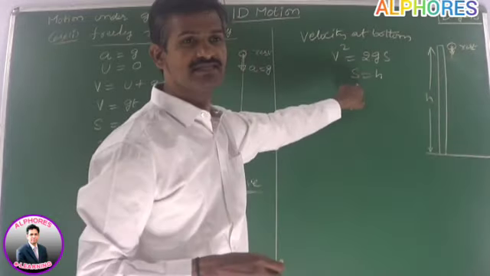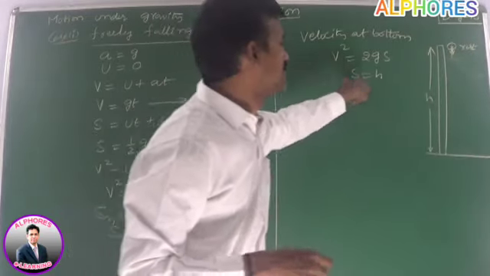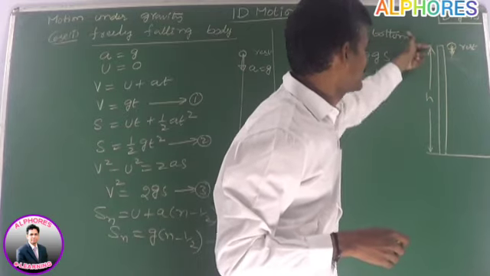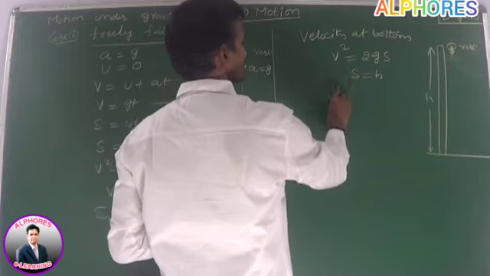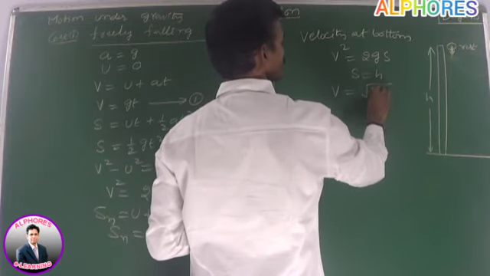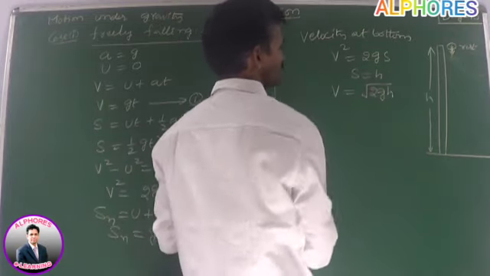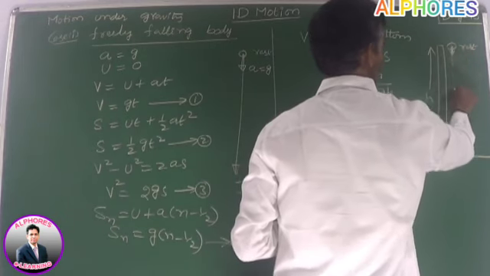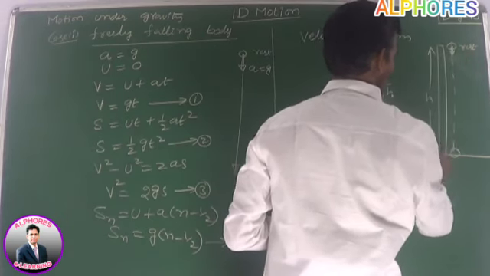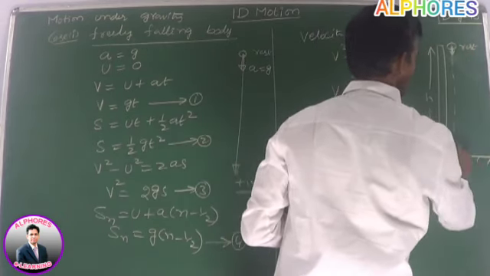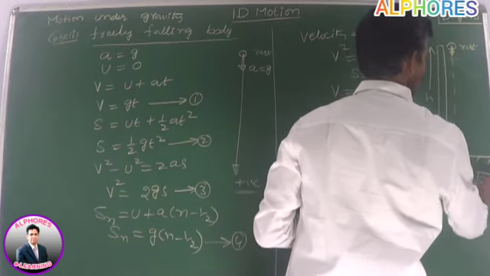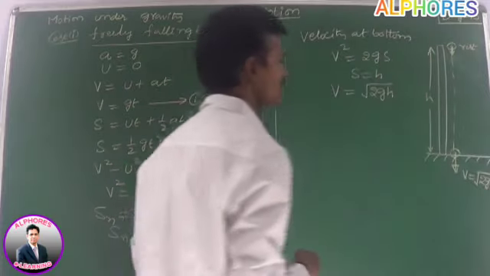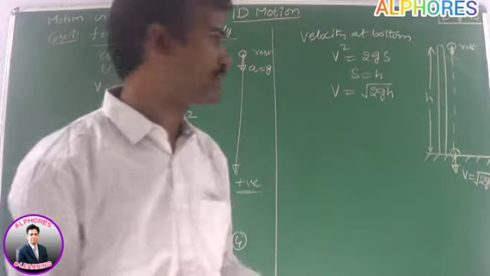S is equal to h in the sense displacement of the body. As it falls down, it gains a displacement of h. So you can get v is equal to square root 2gh. So as the body falls down, at the bottom it reaches with the velocity v is equal to square root 2gh.